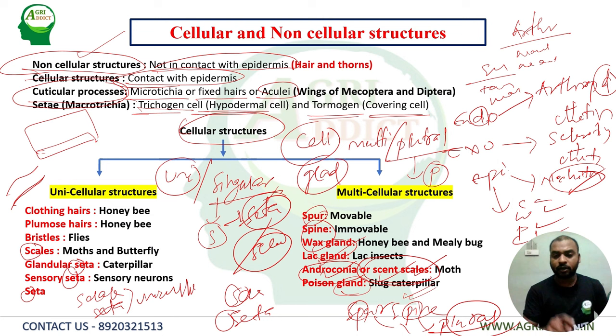I will not explain the examples, you just have to learn these examples by heart. Clothing hairs, honeybee. Plumose hairs, honeybee. Distal, flies. Scales, moth and butterfly. What are the scales? When we take an insect wing or butterfly wing and sweep it, some powder-like structure comes off. That is only the scale structure, okay? So you just have to remember all these examples.